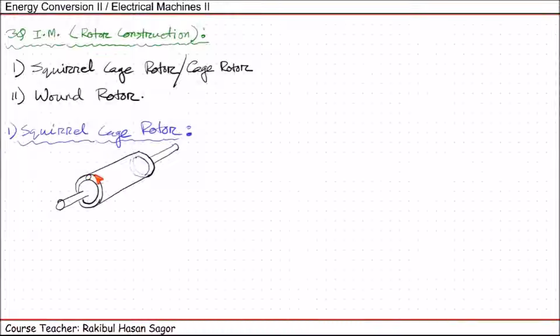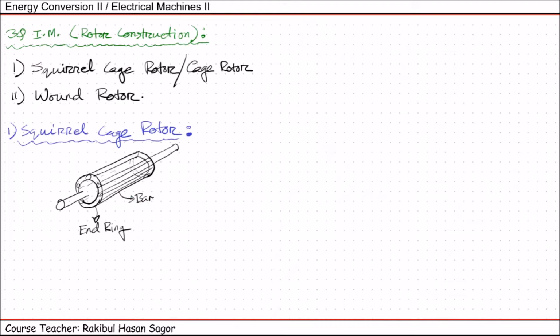So if we consider this is an iron bar and another iron bar will be here, another iron bar will be here, this is another iron bar, and at the back there are other iron bars. These iron bars are generally made of aluminum or copper, so they act as conductor, and these two rings are named as end rings.